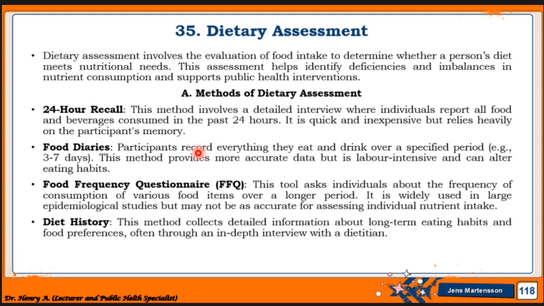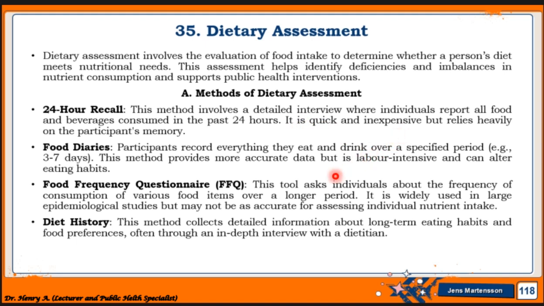You have the 24-hour recall, you have the food diaries, you have the food frequency questionnaire, and then you have the diet history. Now, for each of them, the 24-hour recall, this method involves a detailed interview where individuals report all the food and beverages that have been consumed in the past 24 hours. It is actually quick and it is inexpensive, but it relies heavily on the participant's memory. If he remembers, good. If he doesn't remember well, a lot of information will be lost.